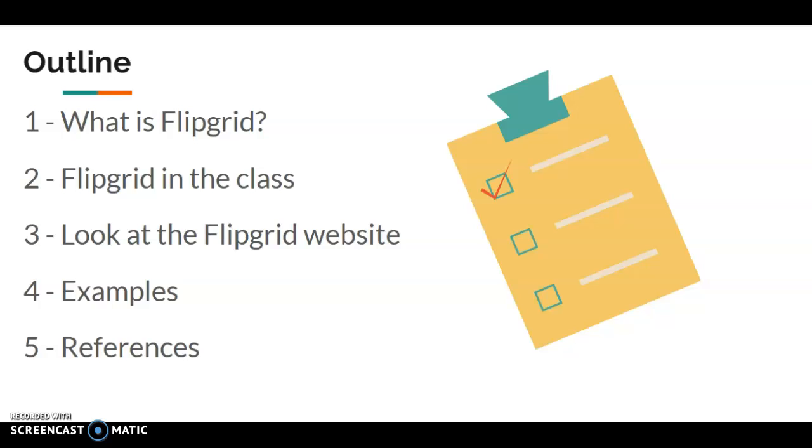The second one is Flipgrid in the classroom, ways to bring it into your classroom, and how different subjects use it differently. Also, how different grade levels can use it differently. The third part is we're going to look at the Flipgrid website itself. The fourth part is examples. I'm going to show you guys examples of how I use Flipgrid in my class. I use it for my AP Human Geography class and also for my US History class. So it's going to be pretty neat to look at those and see how they act differently on camera. And the last page is going to be for the references.